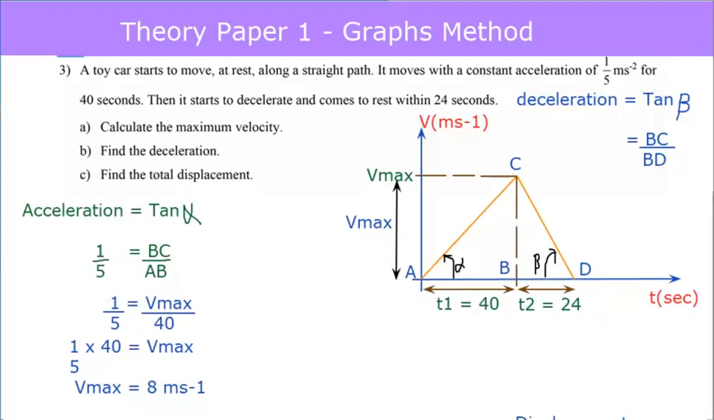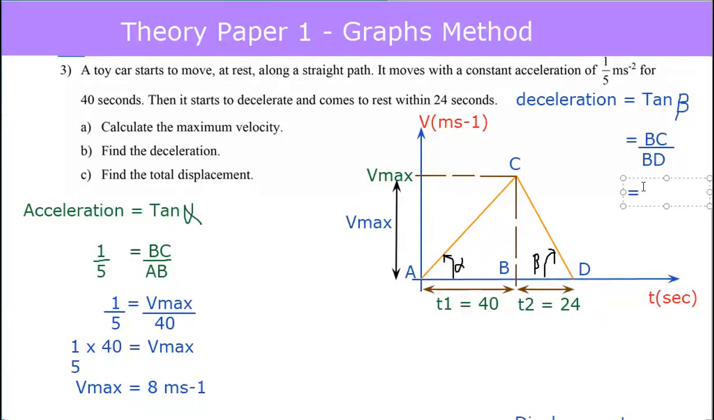So what is deceleration, dear? BC height is Vmax. Am I right? Is it correct, dear? BC height is equal to Vmax. You just check the figure here. They are parallel, and BC is Vmax divided by BD, which is 24. We have found Vmax as 8. So 8 divided by 24. 8 and 24 can both be divided by 8.